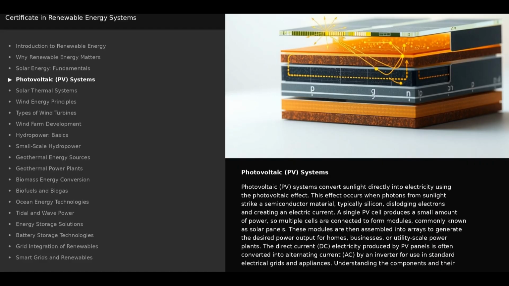as solar panels. These modules are then assembled into arrays to generate the desired power output for homes, businesses, or utility-scale power plants. The direct current, DC, electricity produced by PV panels is often converted into alternating current, AC, by an inverter for use in standard electrical grids and appliances. Understanding the components and their interaction is key to designing efficient PV systems.